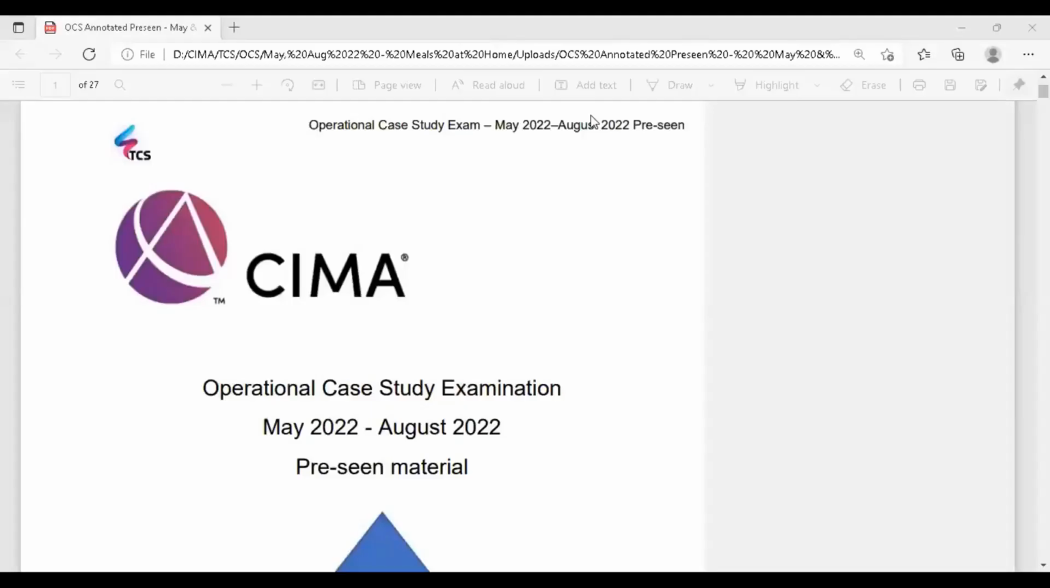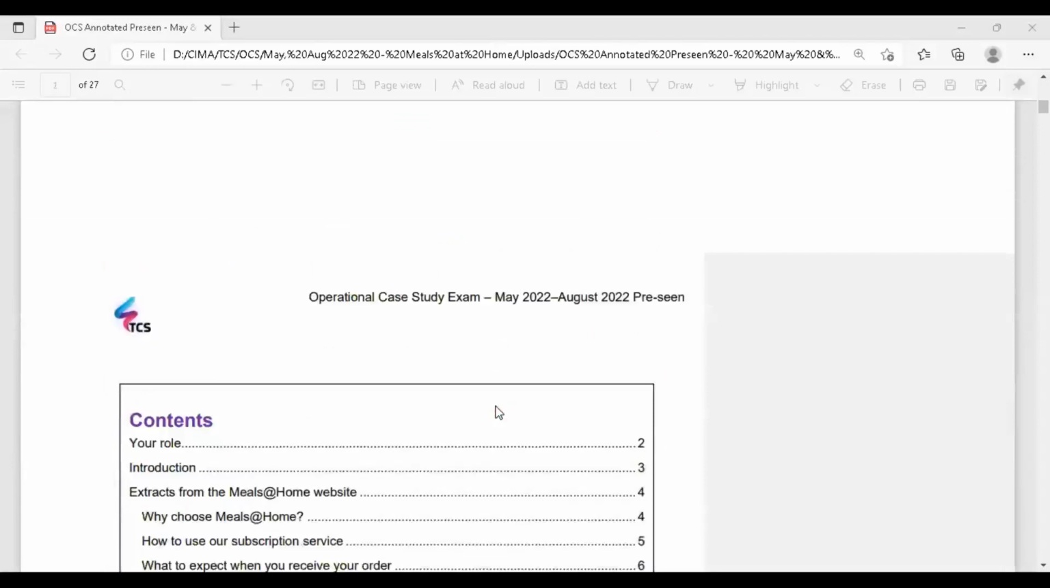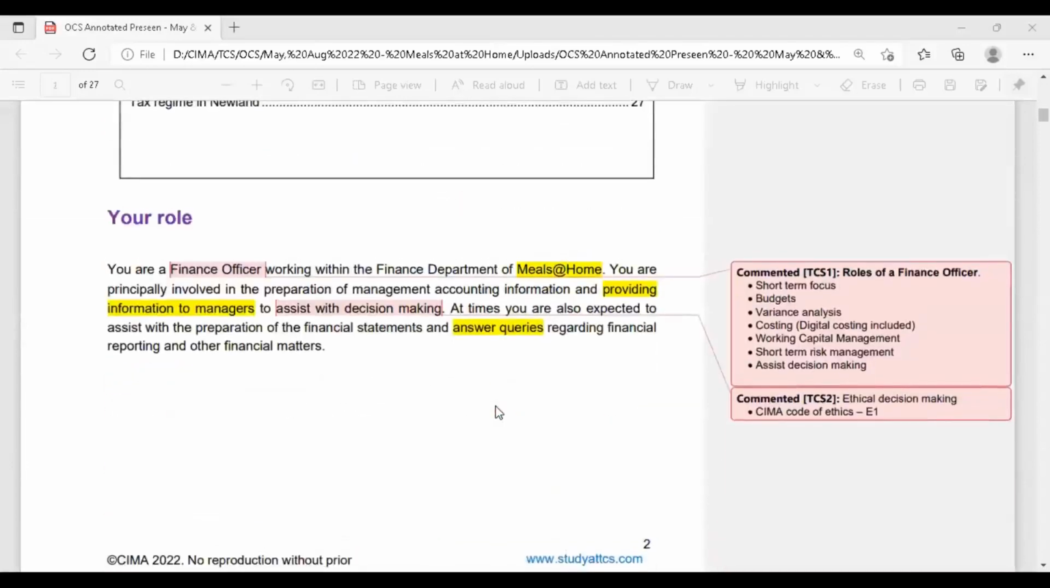All right. So as I told you guys earlier, we are in the third part, the pre-seen analysis, or the second webinar. The pre-seen consists of 4 main areas: the introduction, company operations, industry dynamics, and financial statements. So in today's session, I'll be just looking at the first part, which is the introduction.